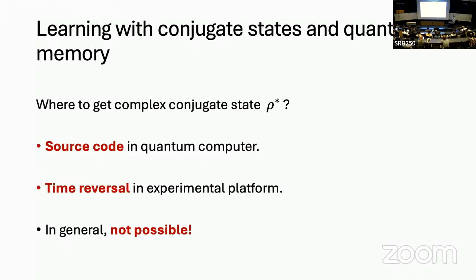Alternatively, if I'm preparing my state of interest with a quantum algorithm on a quantum computer, it's a simple matter of complex conjugating every gate in the circuit, and this will generate the complex conjugate final state. So if I'm using a quantum algorithm, then I always have this resource available to me. But in certain experimental platforms, it won't be possible.